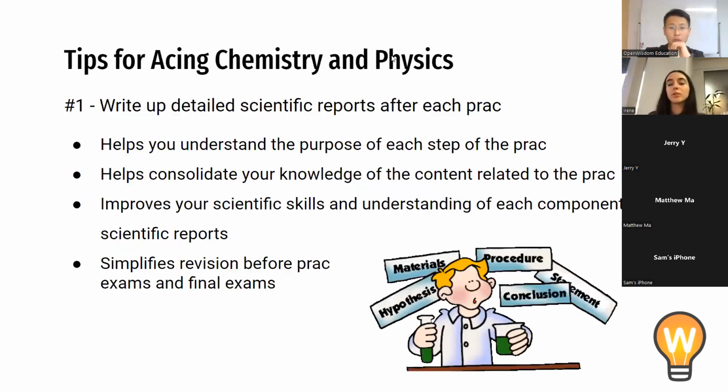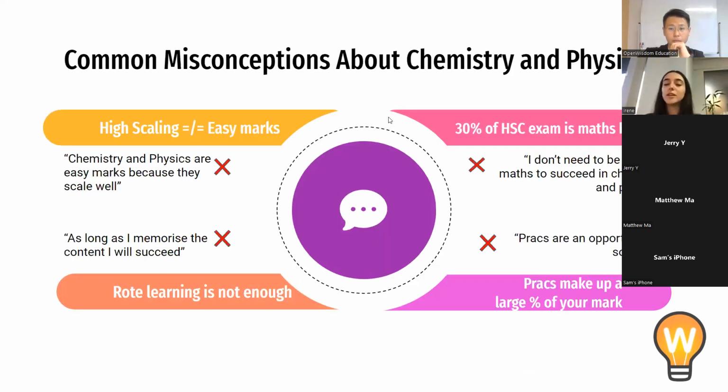All right. Some common misconceptions about chemistry and physics. A lot of students pick these subjects because they scale high. They think that high scaling means they're going to get high marks easily, which is not true. The reason why they scale high is because they are difficult subjects, or relatively difficult. So if you only want to choose them because they scale high, but you're not actually interested in them, you're probably better off picking a subject that you actually enjoy and you're curious about.